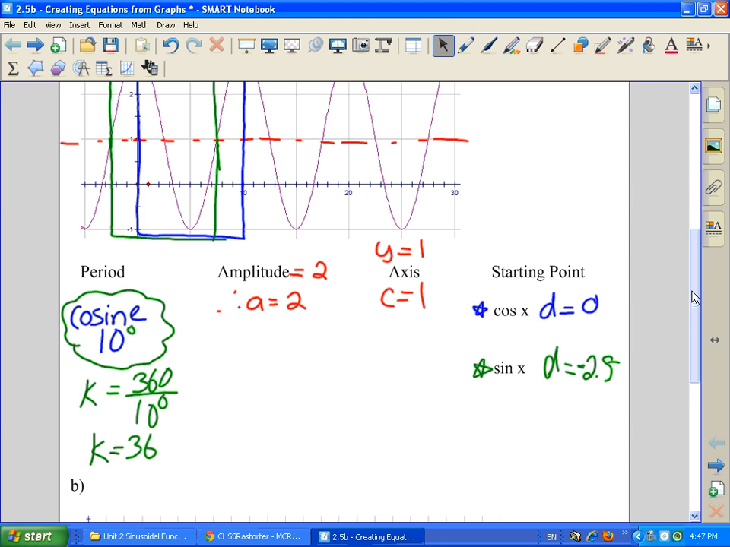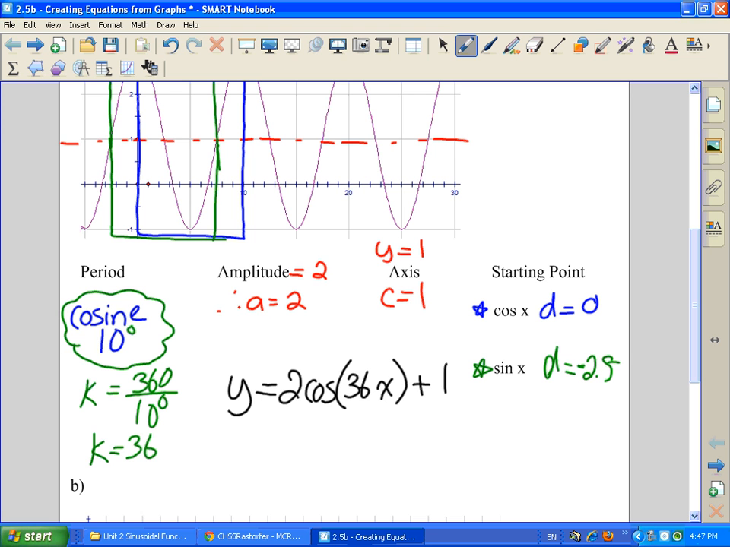So subbing in the information we know, we can now do our cosine first. So y equals A, which is 2, cos of what's our k value? It's 36, and x minus d, so it's just going to be x, plus c, which is 1.